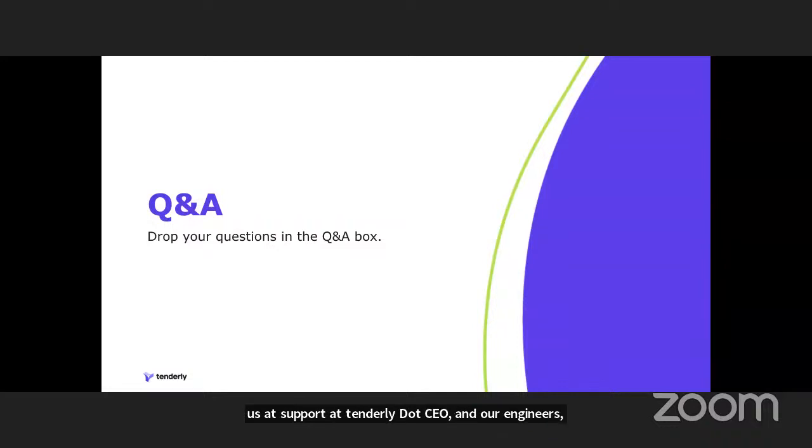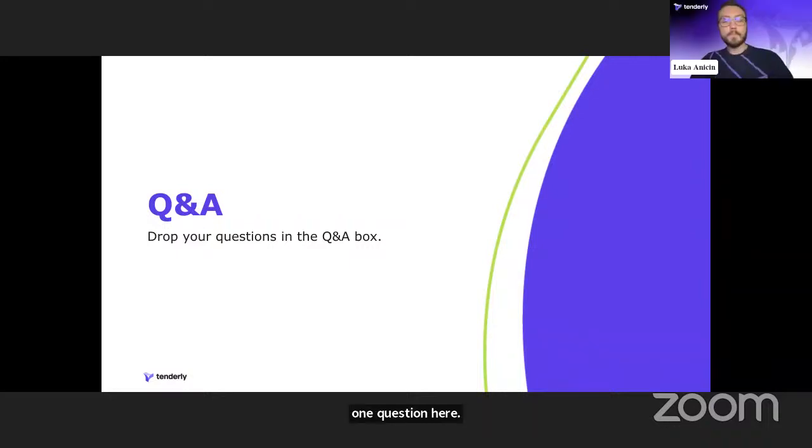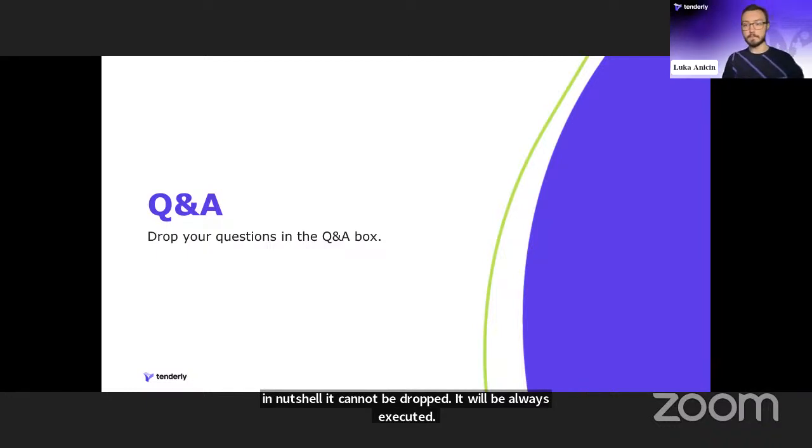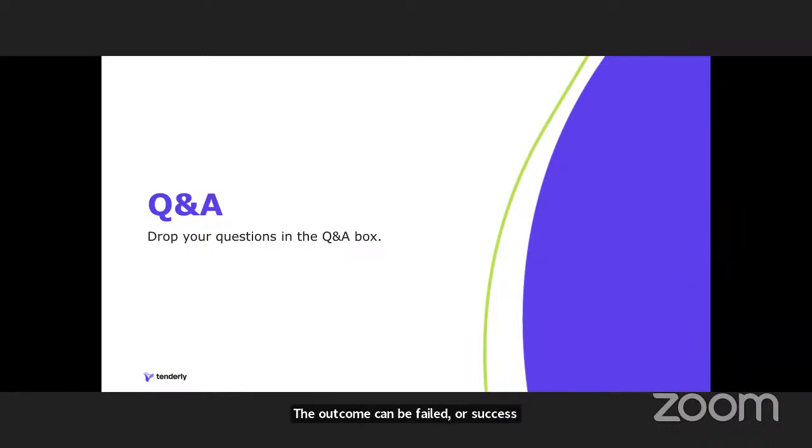So Luca, I have one question here. What happens if an event gets dropped? So basically we implemented a set of checks so that cannot happen. Either it's going to fail in the sense of not having the information right, but that's going to be your problem, and that's going to create an issue so you can explore and run it. But in a nutshell, it cannot be dropped. It will always be executed. The outcome can be failed or success. All right, thanks so much.